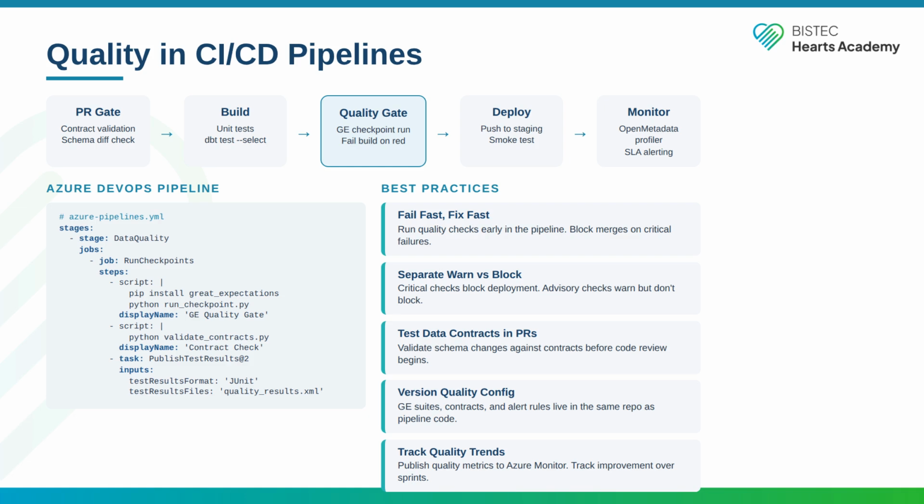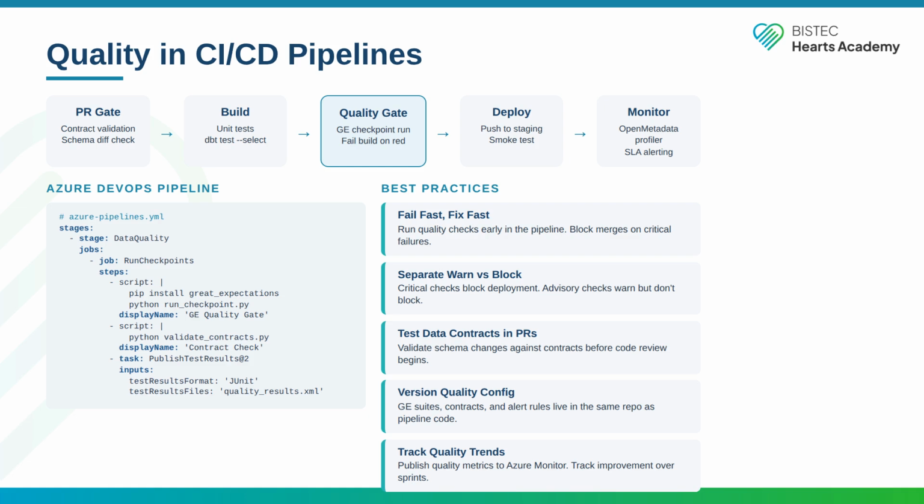Second, the build stage, unit tests run plus dbt tests if you're using dbt for transformations. Third, the quality gate. This is the critical addition. Great Expectations checkpoints run against a sample or staging dataset. If any critical expectation fails, the build fails. This prevents bad data logic from reaching production. Fourth, deploy to staging and run smoke tests. Fifth, continuous monitoring. OpenMetadata profilers run on a schedule and SLA alerting watches for degradation.